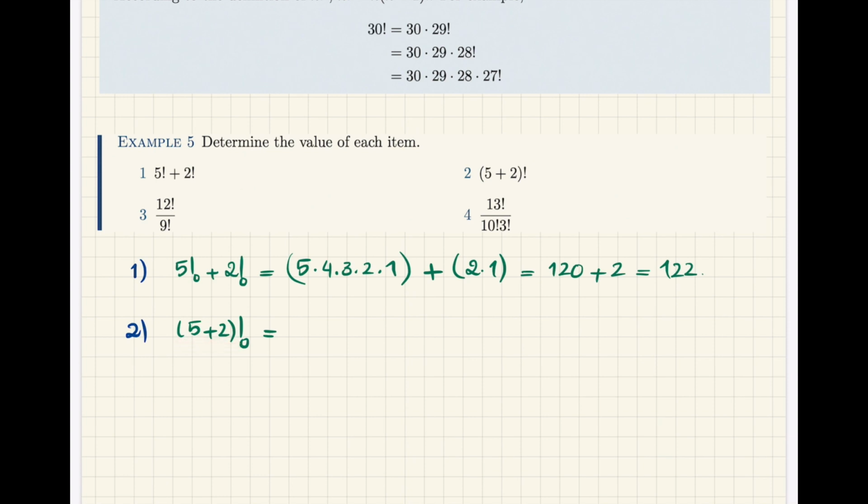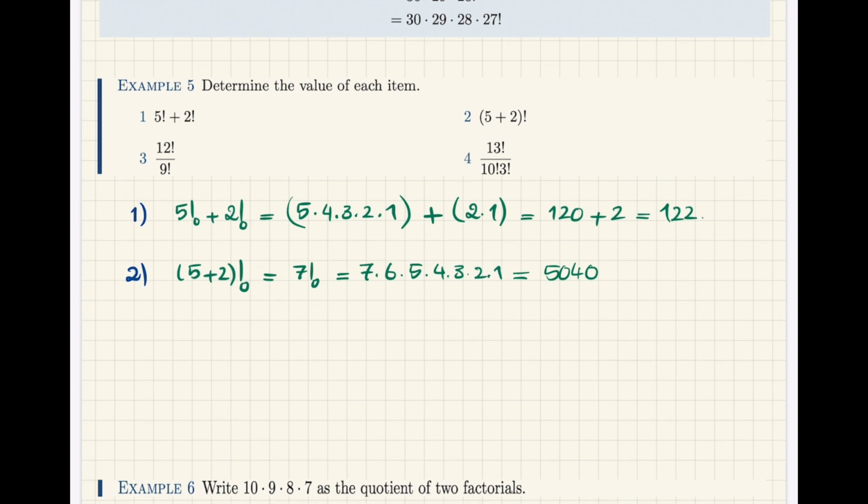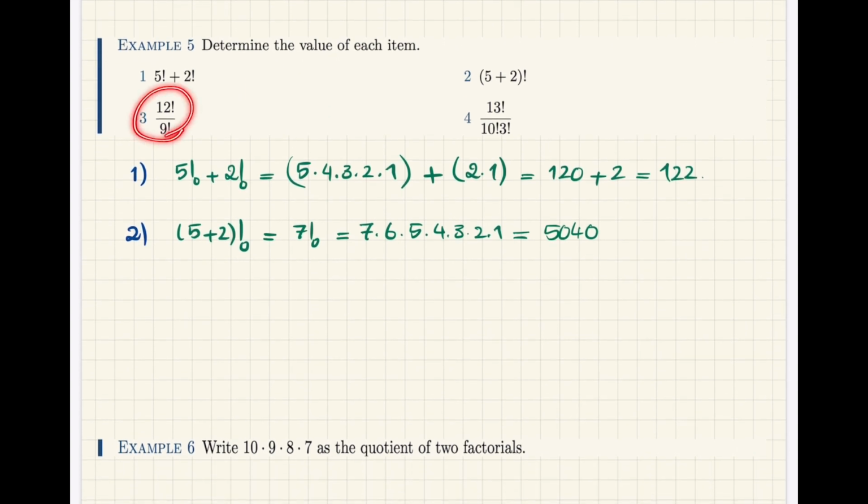So if you see something like this and you have to calculate, it means that the pair of brackets is prioritizing the addition inside the brackets, so it becomes 7 factorial. And 7 factorial means 7 times 6 times 5 times 4 times 3 times 2 times 1. And as we saw on the previous page, this is 5040. You see immediately these numbers are quite different. So especially these kinds of fractions you should be able to simplify.